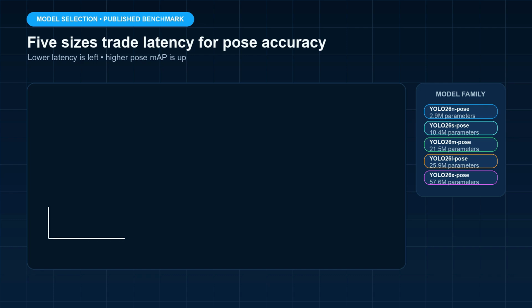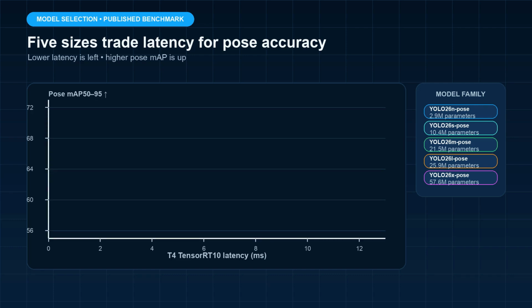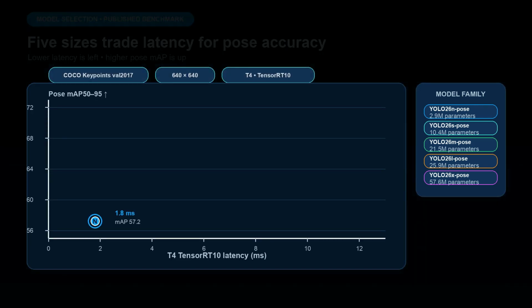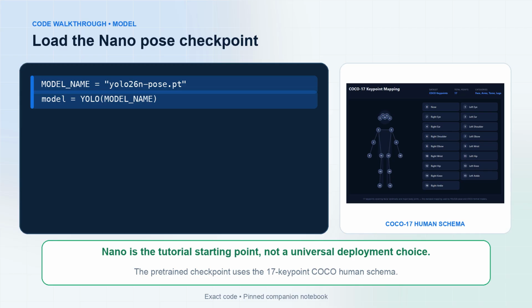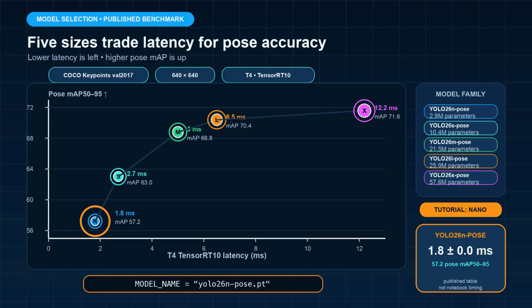There are 5 YOLO26 pose model sizes, from Nano to X-Large. To be precise, the benchmarks are explicitly attributed to the COCO Keypoints Val 2017 dataset at 640 by 640 resolution, measured on an Amazon EC2 P40 instance with a T4 GPU running TensorRT 10. We're selecting the Nano checkpoint for this tutorial. It achieves a rapid 1.8 millisecond speed on that T4, giving us an ideal, lightweight foundation to execute our code.